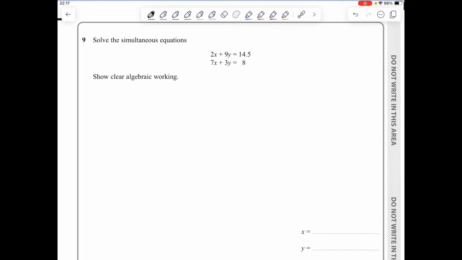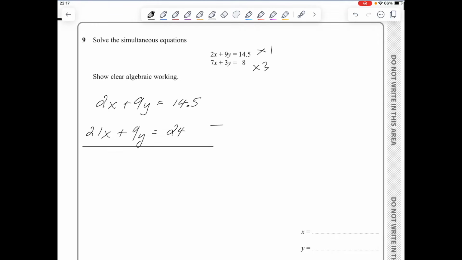For question 9, I will proceed with the process of elimination. Now I will keep the first equation the same, so I'll multiply by 1 and I'll multiply the second one by 3. This will give me 2x plus 9y equals 14.5, and then 21x plus 9y is equal to 24, and then I will subtract.